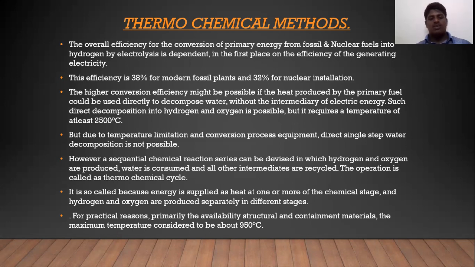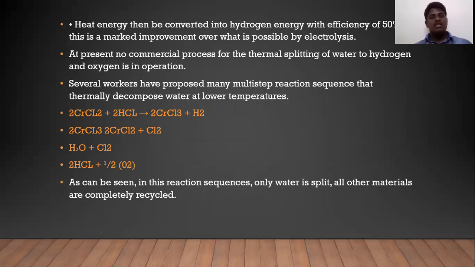For practical reasons, primarily the availability of structure and containment materials, the maximum temperature considered is about 950 degrees centigrade. Heat energy can then be converted into hydrogen energy with an efficiency of 50%. This is a marked improvement over what is possible by electrolysis. At present, no commercial process for the thermal splitting of water to hydrogen and oxygen is in operation. Several workers have proposed many multi-step reaction sequences that thermally decompose water at lower temperatures. We can see a few examples, and as can be seen in these reaction sequences, only water is split. All other materials are completely recycled.